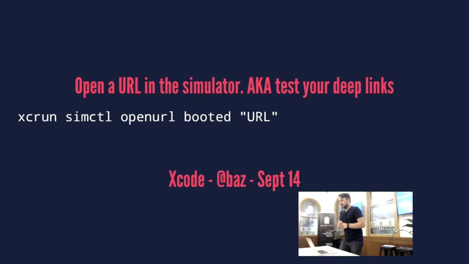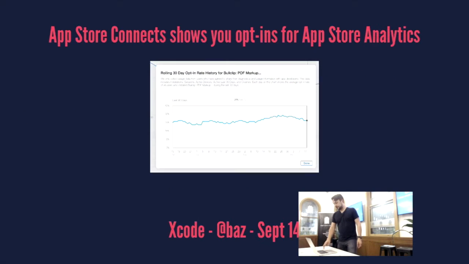You can open a URL in the simulator using xcrun. There's a million things you can do with that, apparently. I think that'll fill TIL for a while. But you can open a URL in your simulator, and if it's a deep link, it'll then launch your app. So that's a great way to test your deep link bits and pieces.